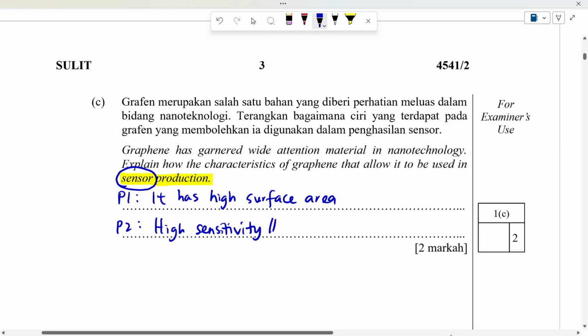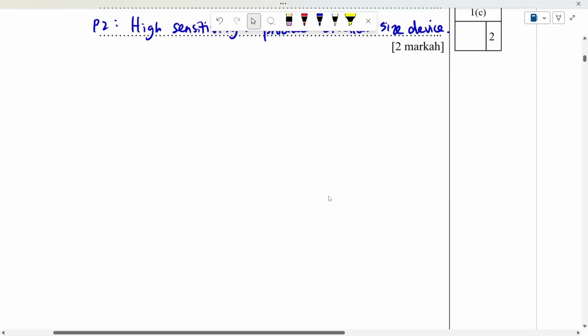So why we need to use it? Then, it can produce a smaller size device. Because for a sensor, smaller is better. So it can produce smaller size device. So these 2 are a sample answer. So everybody record down the answer. Next. Question number 2.